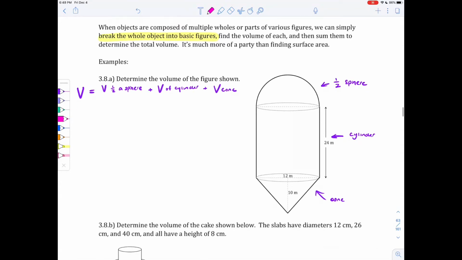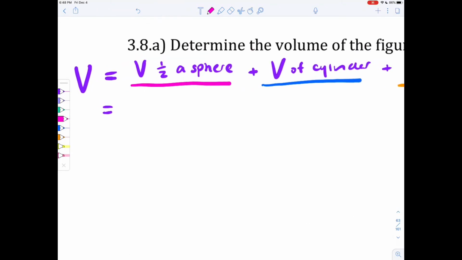Alrighty. So, taking a look at this, maybe what I'll do is I'll color code these so that we can still see them as separate entities if we wanted to do them as such. So, for the volume of half a sphere, I'd have half times the volume, and a sphere's volume is 4/3 pi r cubed, not squared.